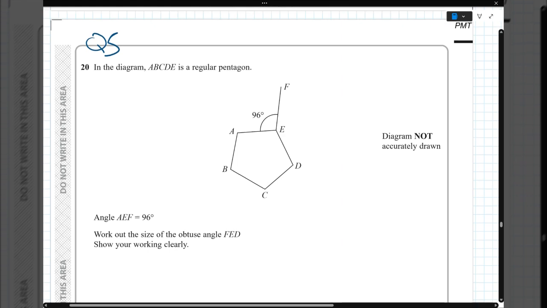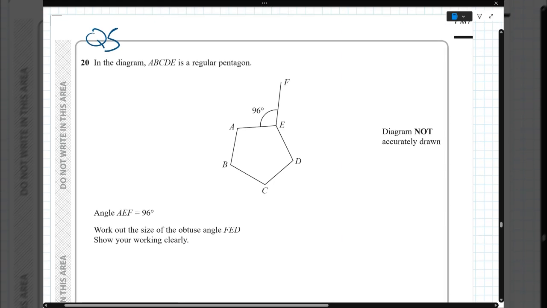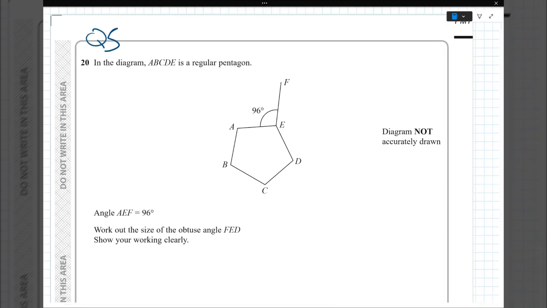Question number 5. Yes, polygons, love them. So in the diagram, ABCDE is a regular pentagon. Work out the size of the obtuse angle FED. So that's that bit in there. Right, for a hexagon, is it regular? No, sorry, it's a pentagon.